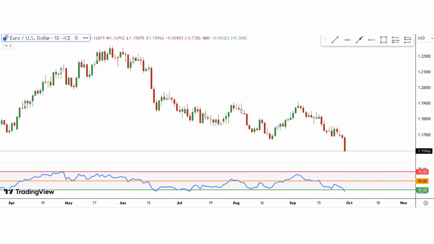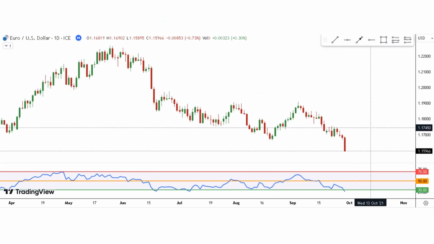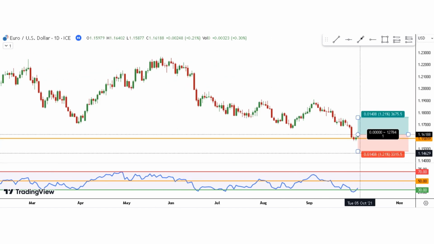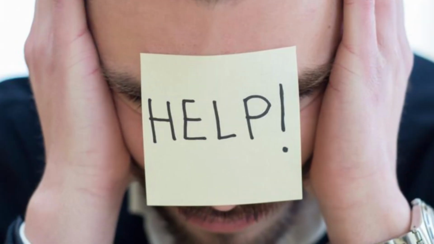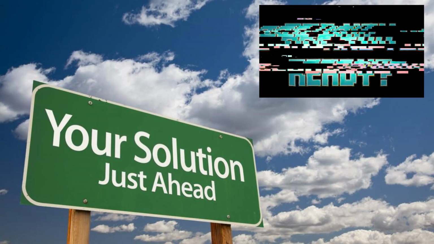Imagine you're analyzing the Euro USD chart and suddenly the RSI dips below 30, indicating an oversold condition. Thinking it's a signal for a price reversal, you decide to buy the Euro USD and go long. However, the price continues to drop and you get stopped out. Frustrating, right? Stay tuned to discover how to use the RSI effectively and avoid such pitfalls.